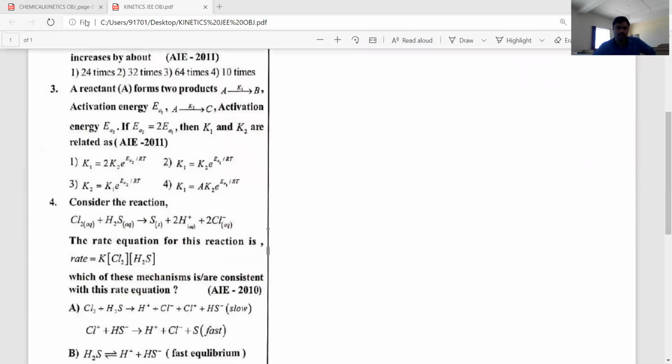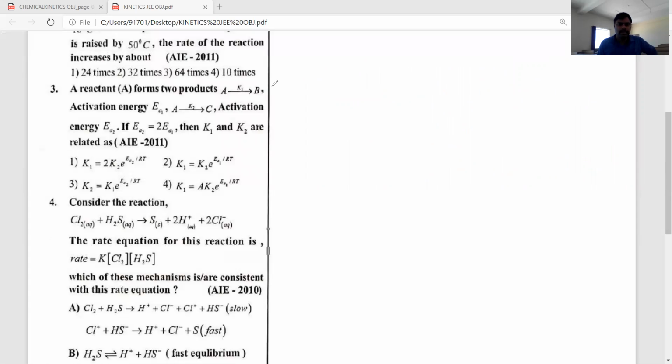Okay, students, the third question, parallel reactions they gave. A is converted into B, its rate constant is K1. And A is converted into C, its rate constant is K2. And their activation energy relation they give. Its activation energy is EA1, and EA2 is equal to 2 times of EA1. Then what is the relation between K1 and K2 we need to find out.